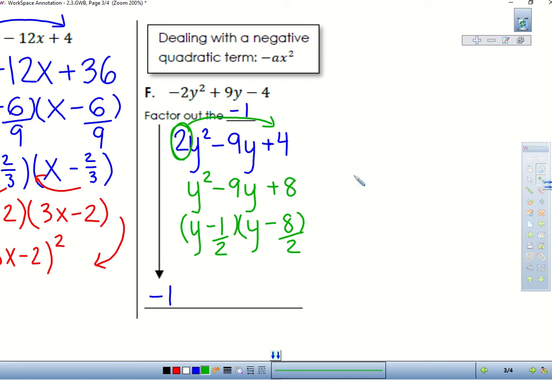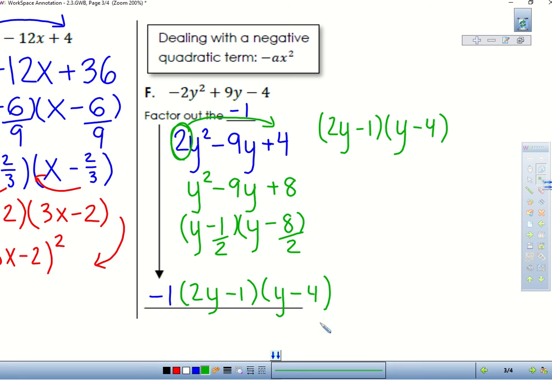So I'm going to go over here because I'm running out of room. So that's just going to be 2y minus 1. And then the other one's going to be y minus 4. And then as my final answer, I just write it next to the -1 right here. Anyone have any questions about that? All right.